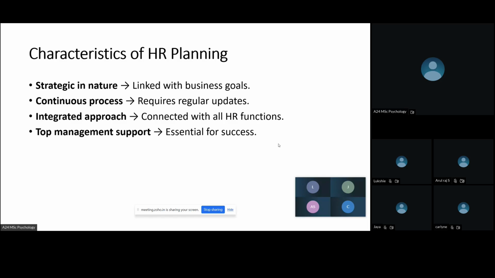Then top management support is also very much a requirement for HR planning, because without management support, HR people are just, I shouldn't say this, but it is a dummy function without management support. Whatever HR is trying to do for the company's goodwill, the management needs to support it. Without management approving it, HR cannot do it. They will just act as a dummy there. So top management support is very important, and it is a very big characteristic of HR planning.